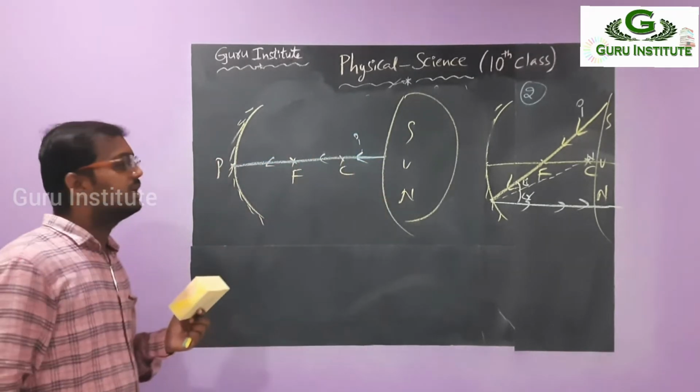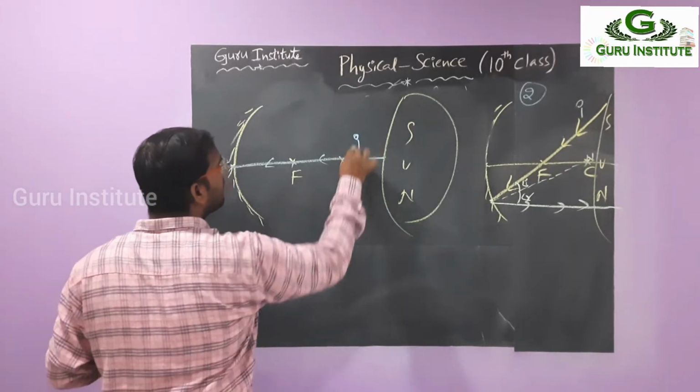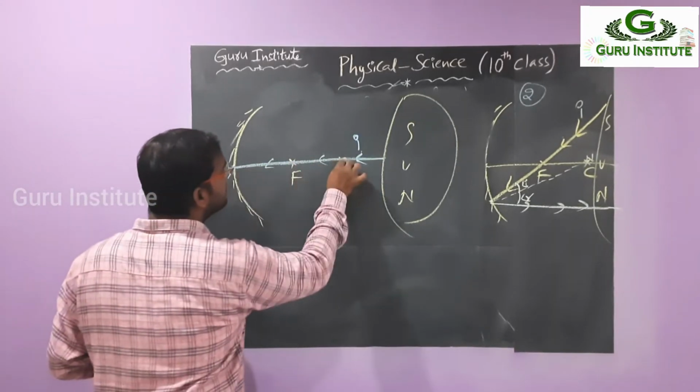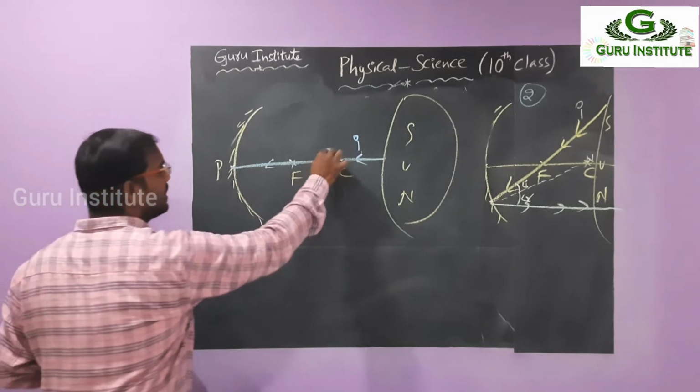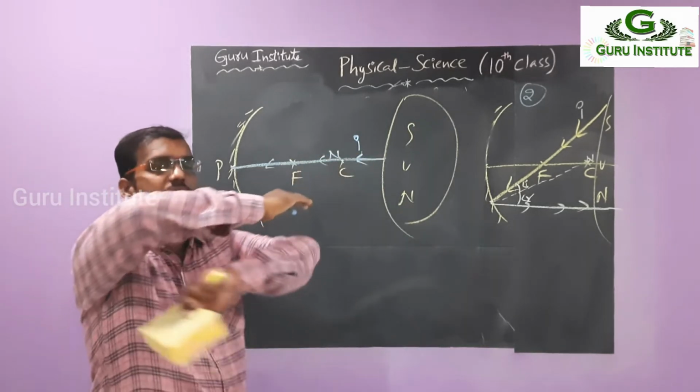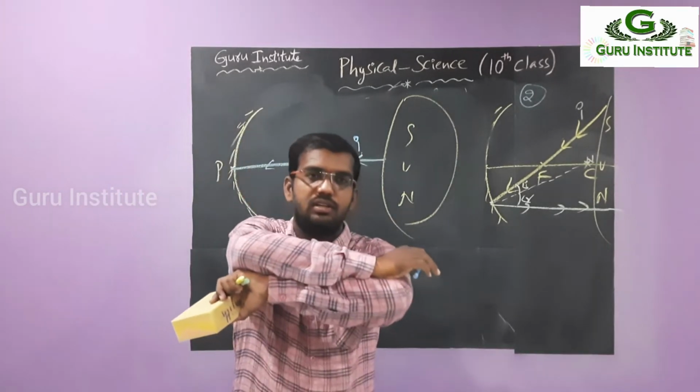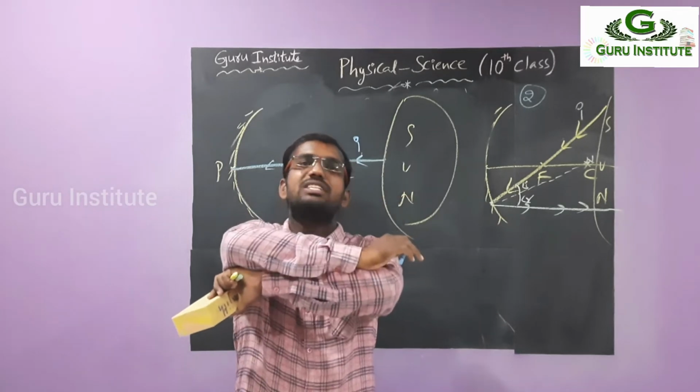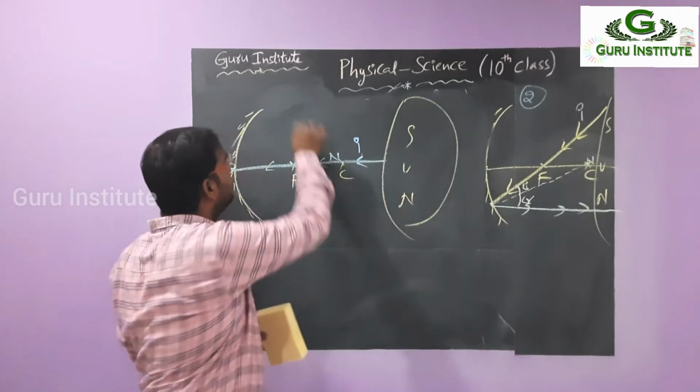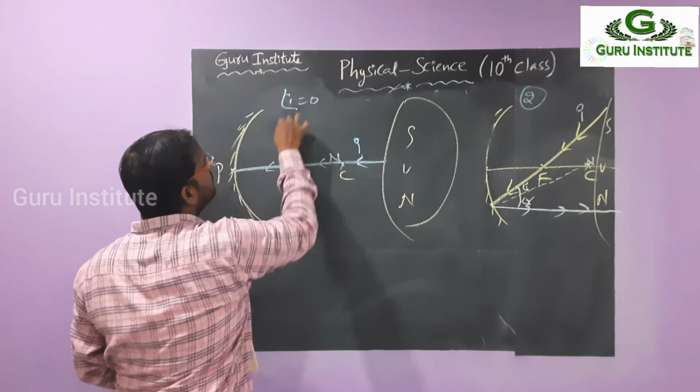Then automatically we have to see the normal. Normal means what? This PC is the normal here. So this is the normal, this is the incident ray. Both are lying one on each other. So what is the angle between these two? That is 0. So angle I equals 0 means automatically angle R is also 0.